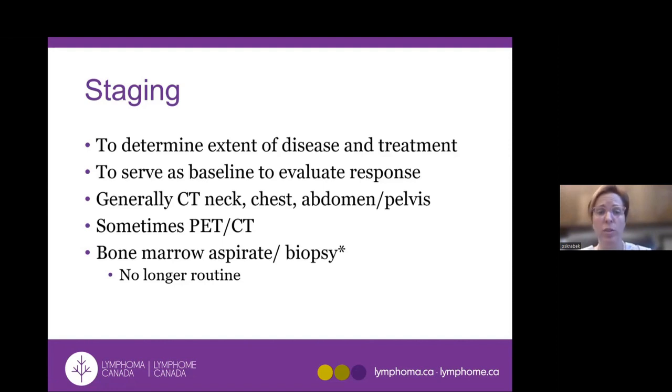Generally, patients are staged with CT scans that include the neck, chest, abdomen, and pelvis.